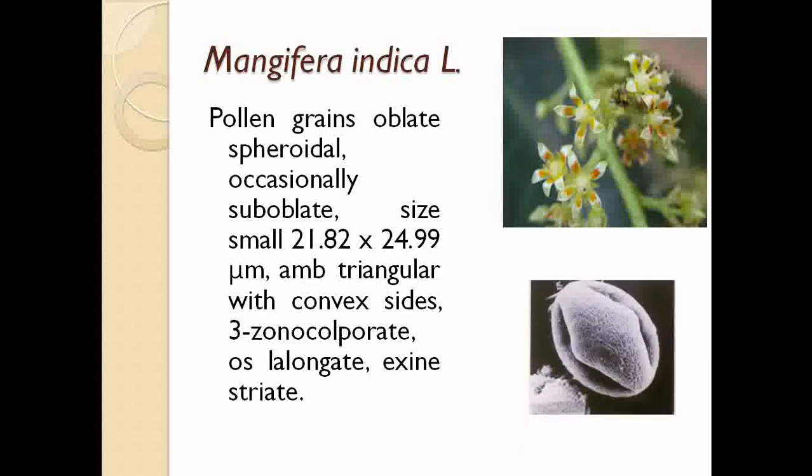Then the next one is Mangifera indica. See that after performing the acetolysis, the pollen grains are oblate spheroidal. The size is 21 into 24 micrometer, and generally they are triangular. Actually this is a 3 zonocolporate structure. It shows the presence of 3 apertures, and the exine present here is straight. Actually this is a photograph from SEM. So you are going to see that it shows a reticulate surface of the pollen grain.